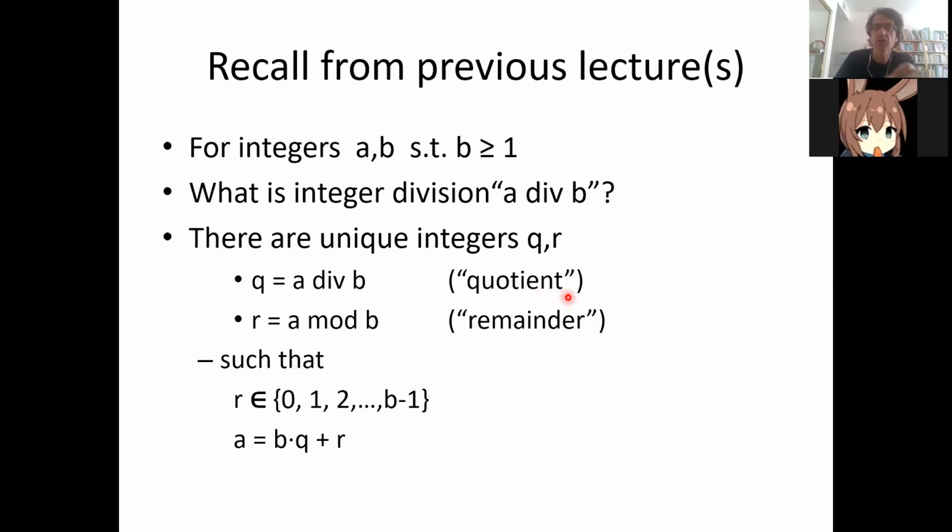Okay, so here's the algorithm. Just to recall the notation that we introduced at the beginning of this segment: the integer division of A and B gives a quotient and a remainder, such that A is the quotient times the divisor plus the remainder, where the remainder is in this range, right?